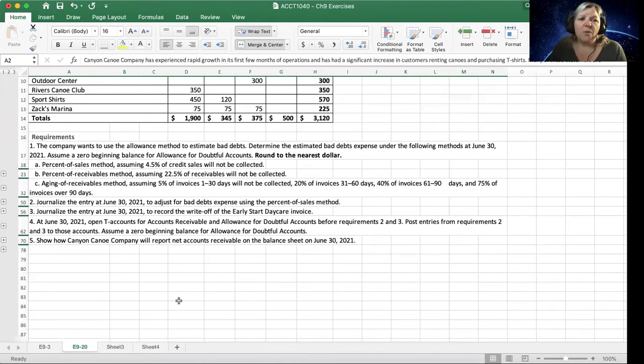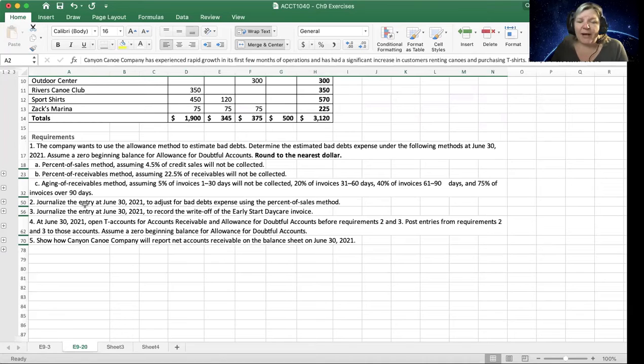The first one, the company wants us to use the allowance method to estimate bad debts. In doing so, they want us to use 3 different approaches. So that's where the ABC comes in. First, a percent of sales method. Second, a percent of receivables. And then lastly, they want us to estimate bad debts using the aged accounts receivable listing.